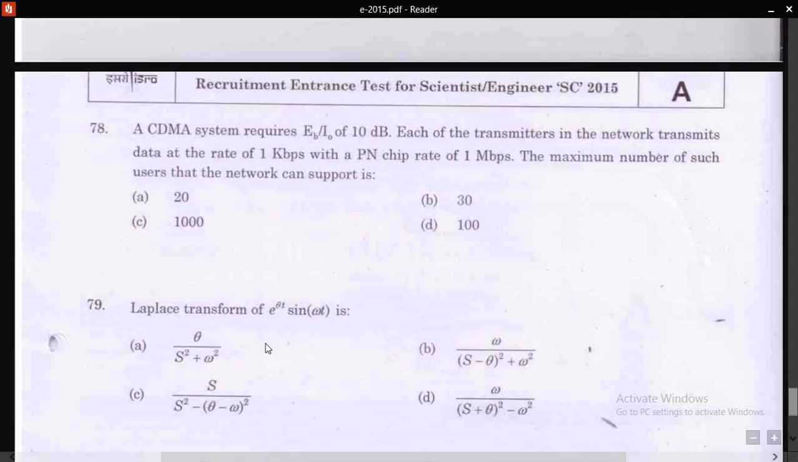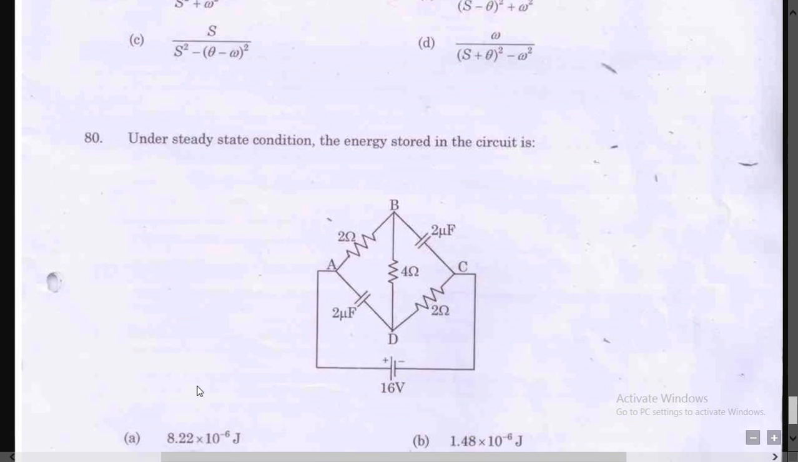Now in question number 80, we are given a circuit in which two capacitors are added, and we have to find the energy stored in the steady state. We know that when a DC supply is provided, in DC steady state the capacitor acts as an open circuit. So if we replace these two capacitors with open circuits, then we have to calculate the energy.